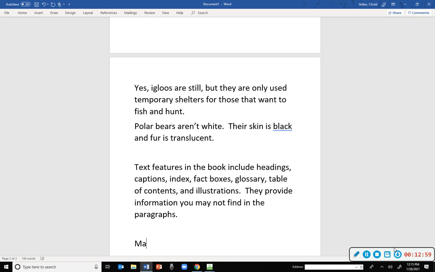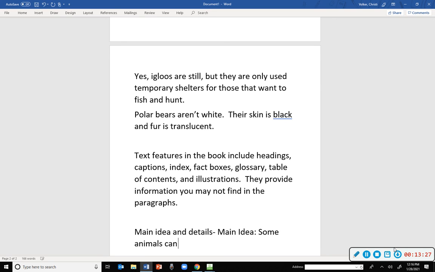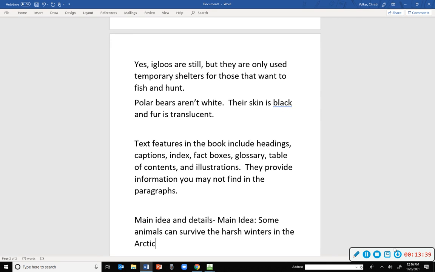Okay, another thing we talked about this week is main idea and details. Okay? If the main idea of a paragraph is some animals can survive the harsh winters of the Arctic, what are 3 details that you would include in this paragraph? So if the main idea is some animals can survive the harsh winters in the Arctic, what are 3 details that go with that?